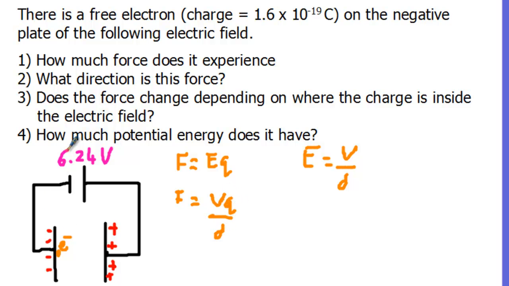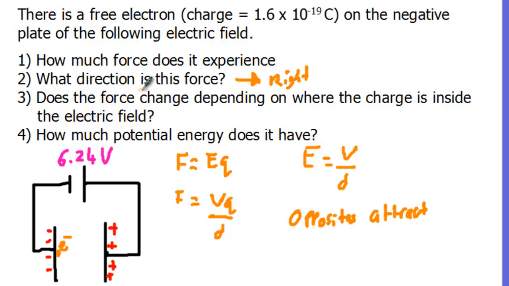So we know the voltage is 6.24. We know that the charge on an electron is that. If we knew the distance, then we could work out what force it is. Okay, so if we come to question 2, what direction is this force? Well, this here is an electron. It's negatively charged, and we know the rule, opposites attract. And so the direction is going to be towards the right.